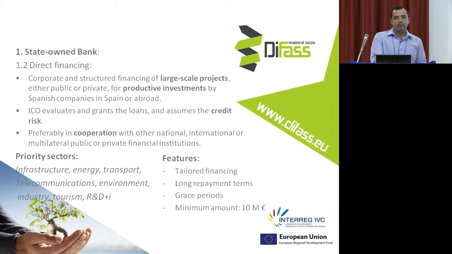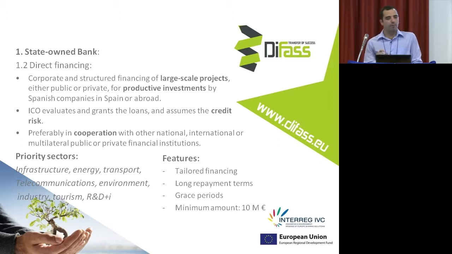As a state-owned bank, ICO may also finance directly some operations, such as corporate and structured financings of large-scale projects, both public and private, for private investment by Spanish companies in Spain or abroad. These are mainly for very big projects. ICO evaluates and grants the loans and assumes the credit risk. This is the opposite of the other ICO lines we mentioned before.